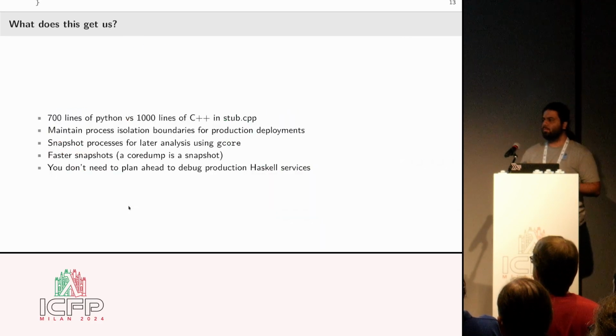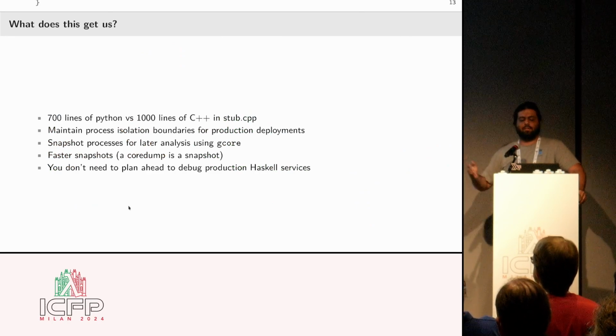And what we end up with is 700 lines of Python, versus 1,000 lines of stub.cpp. And you can maintain process isolation boundaries. You can snapshot your memory using gcore. Just take a core dump of your process, and then you can analyze it later.